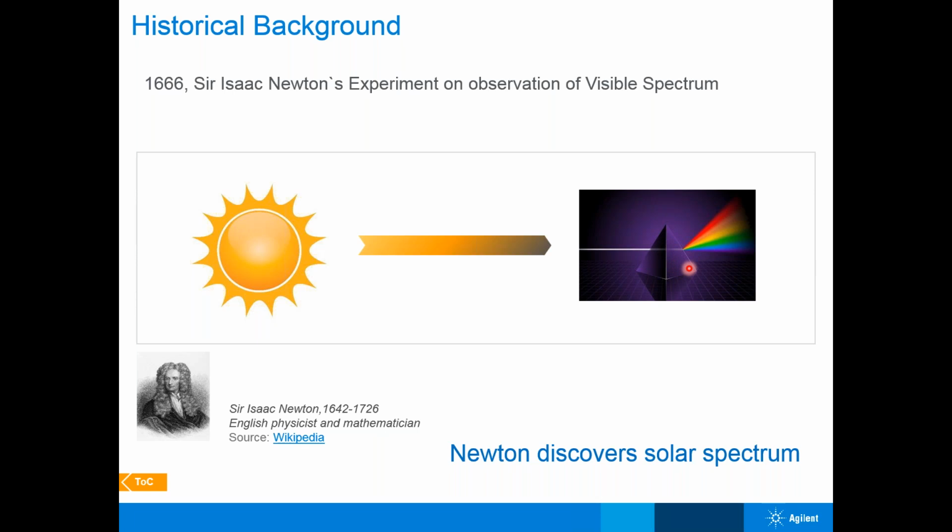He originally divided the spectrum into 6 named colors. So what are the 6? He called them red, orange, yellow, green, blue, and violet. But later on he added indigo also. So these are the 7 colors of light, which is basically the origin of spectroscopy.